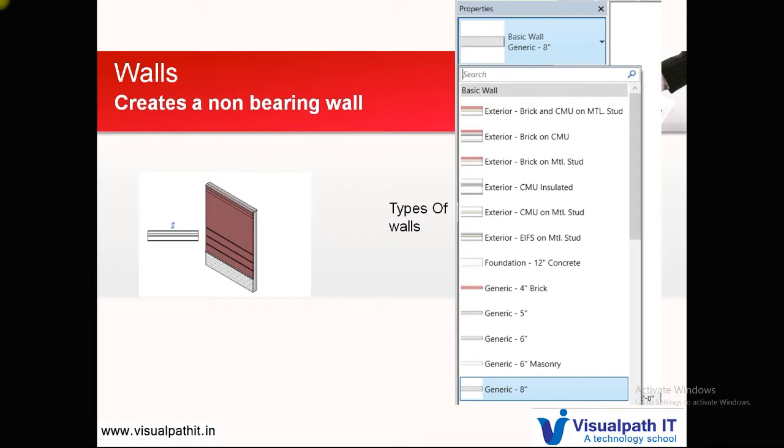So the wall tool creates a non-bearing wall. There are types of walls, like we have the masonry wall, generic wall, brick wall, exterior CMU insulator. So these are types of walls which are used in different countries. Normally in India we use 9-inch brick wall, or we use 9-inch with masonry. So when you see the Revit tools, there is an 8-inch wall. So we need to create a 9-inch wall by ourselves and define the materials.